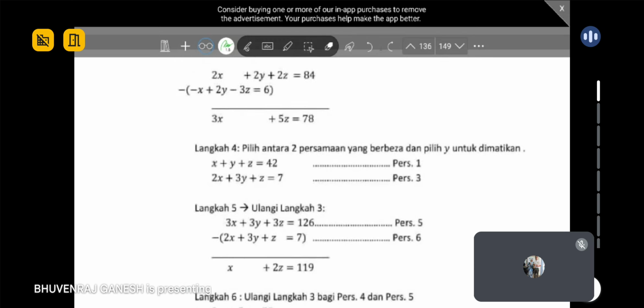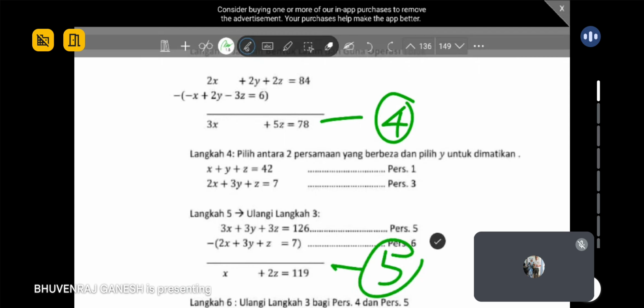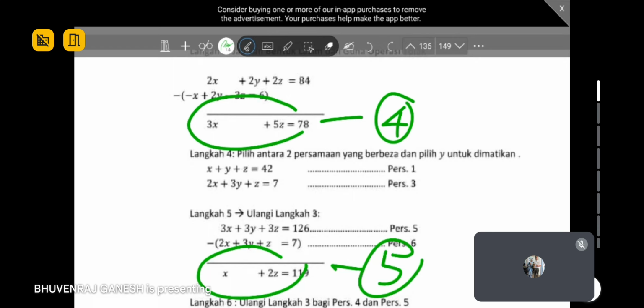So you just need to get your two equations. So yang ni akan jadi keempat, kelima. Fourth and fifth equation. So guys, over here, kamu nak hapuskan yang mana? Which one do you want to eliminate, guys? X ataupun Z? Yang mana nampak lebih senang? Which one looks easier to you? X atau Z? Untuk hapuskan.